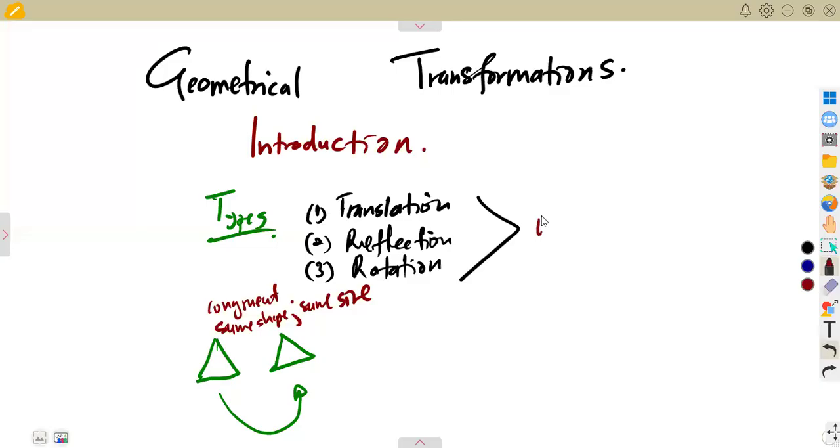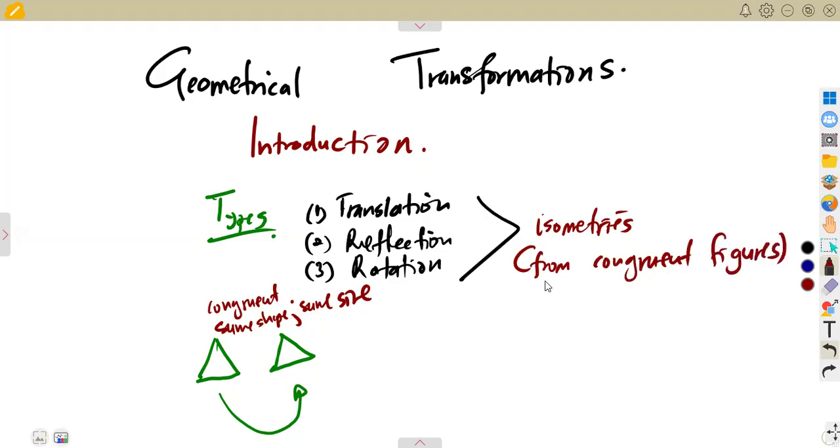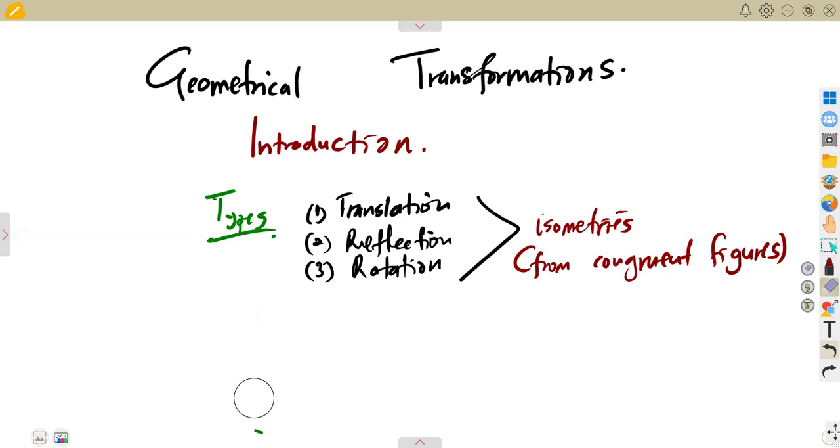So these three transformations are taken from congruent figures. We call these isometries. All right? From congruent figures. So as long as the shape is the same and the size is the same, you think of these three transformations. So we are going to separate them now.